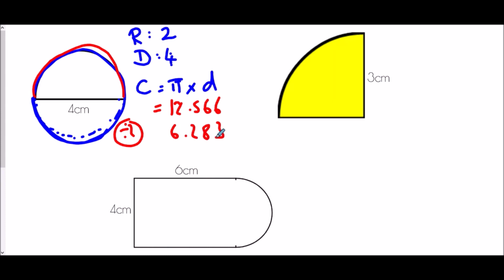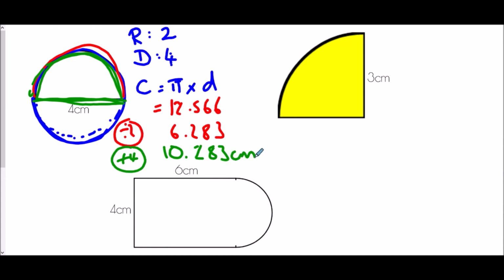But that would not be the perimeter. The perimeter needs the curve around the outside and this straight edge here. So we would also then need to add the 4 centimetres, and so the perimeter here would be 10.283 centimetres. So that would be the perimeter.